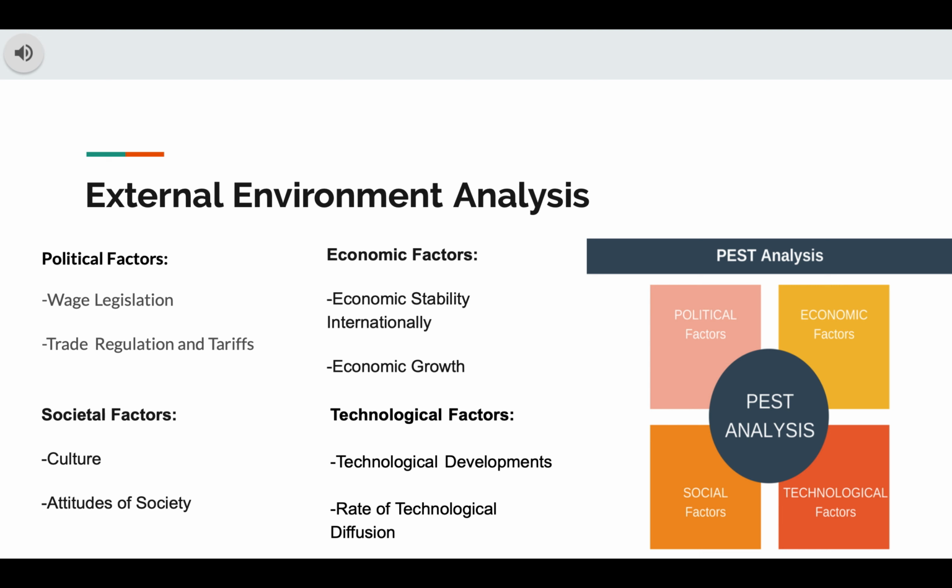And then there's technological factors. Technological factors could include advancements to the game or advancements to stadiums. Also, we included the rate of technological diffusion, which is the rate of speed that the technology disperses among the culture. All these factors are very important because although Manchester United is based in England, they travel abroad and throughout their own country several times a year.